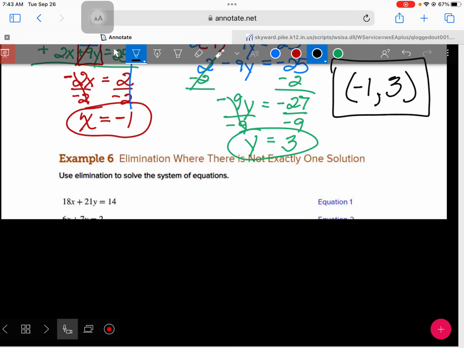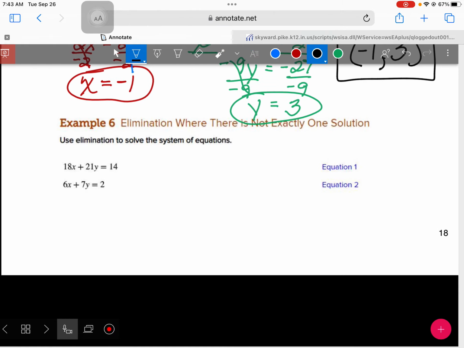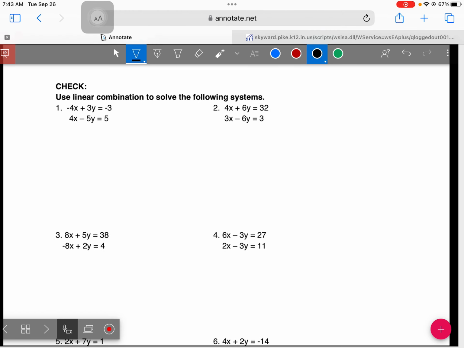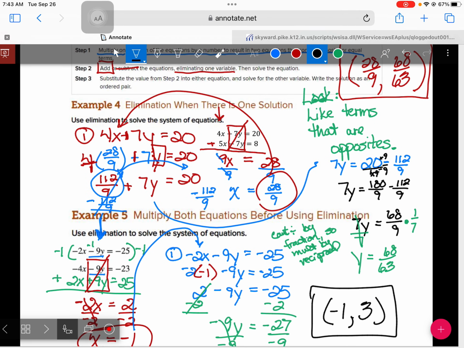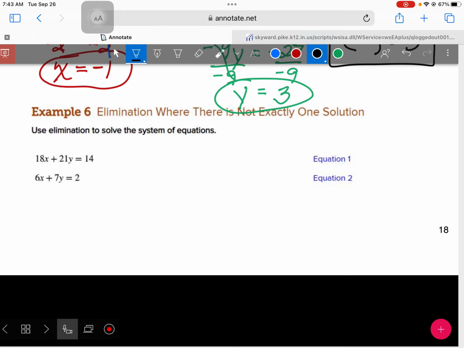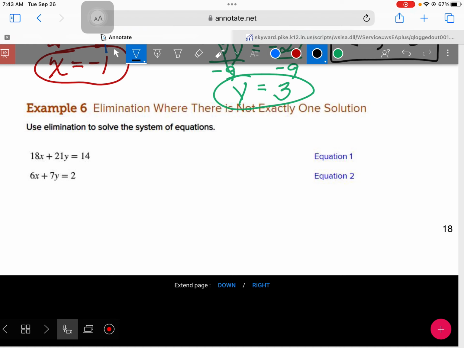All right. Let's look down here. Let me take a look. Okay. Let's do this last one. Example 6. Elimination where there is not exactly one solution. So that means either it's going to be an infinite number of solutions or no solution.